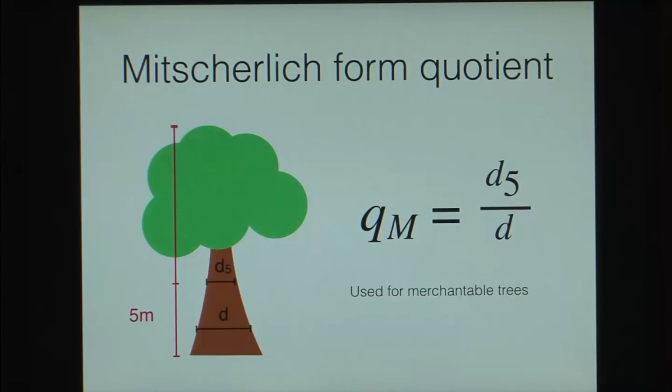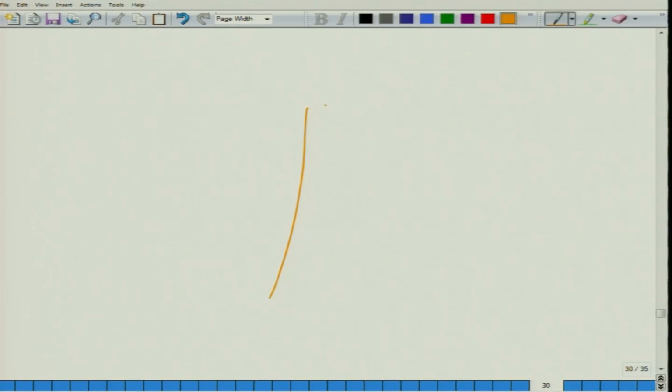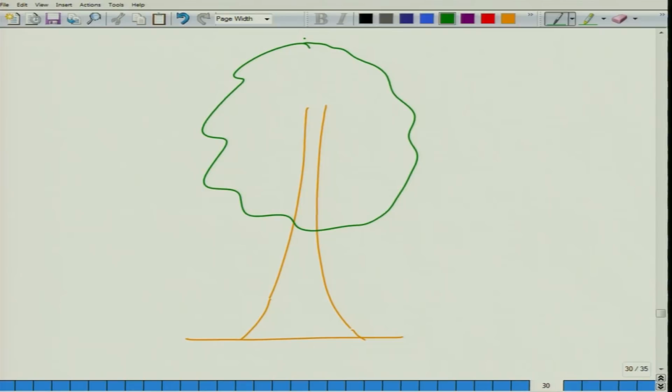The Mitscherlich form quotient is a term that is used for merchantable trees. It takes the diameter at 5 meters height in the numerator and the diameter at the breast height in the denominator. So, how do we find the Mitscherlich form quotient? You take a tree, then in this case you do not need to find out the height of the tree. So, this has pure economic values.